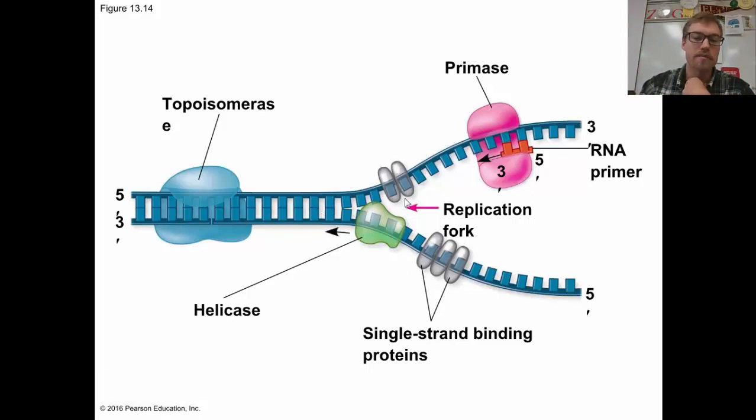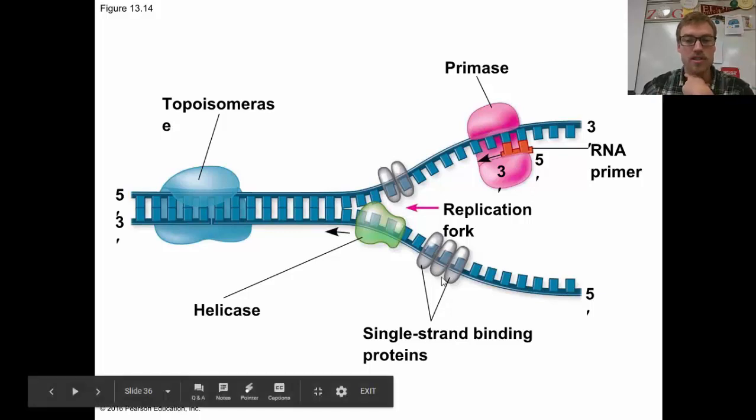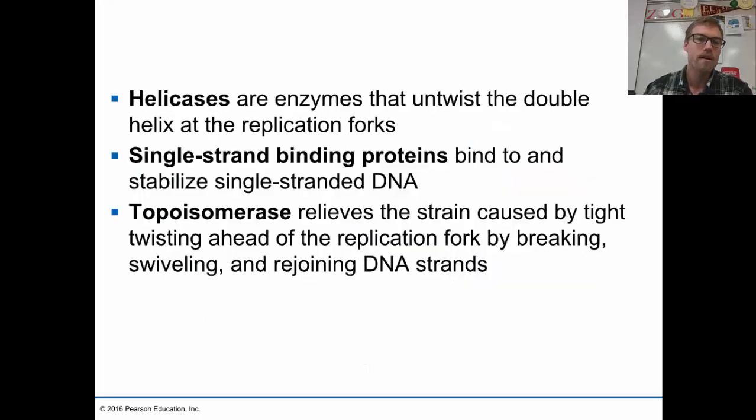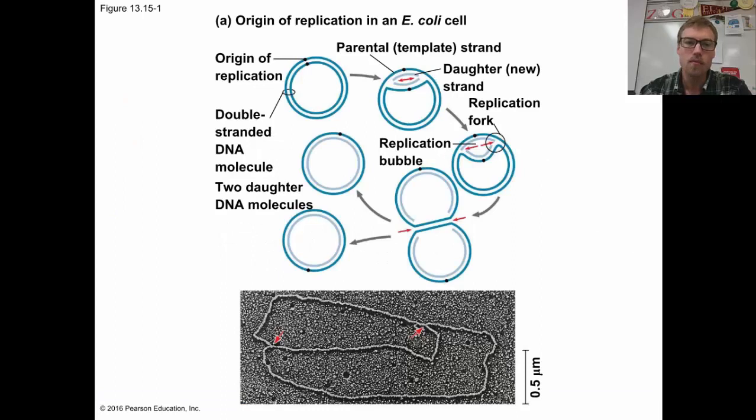Then you have some single-strand binding proteins. These proteins are stabilizing the fact that DNA wants to be double-stranded, doesn't want to be single-stranded. So these single-strand binding proteins are helping to maintain that stability. And then you have primase, which is adding an RNA primer. And that RNA primer is incredibly important because without it, you cannot actually begin replication. And so again, here's just kind of what those different proteins are, what their enzymes are, and what they're doing.